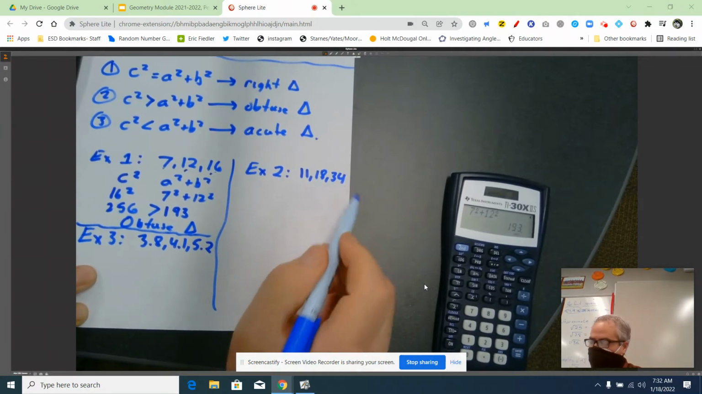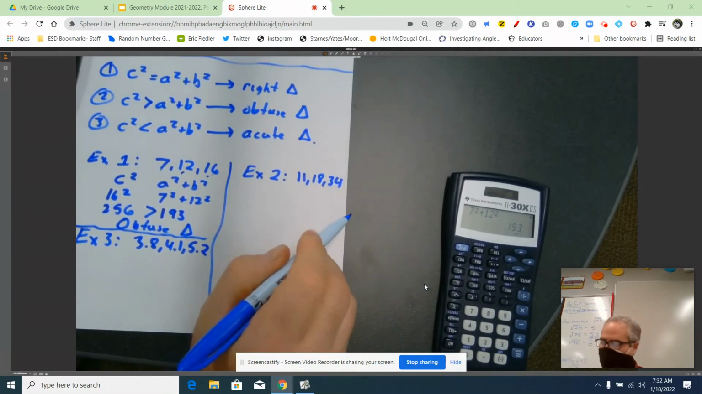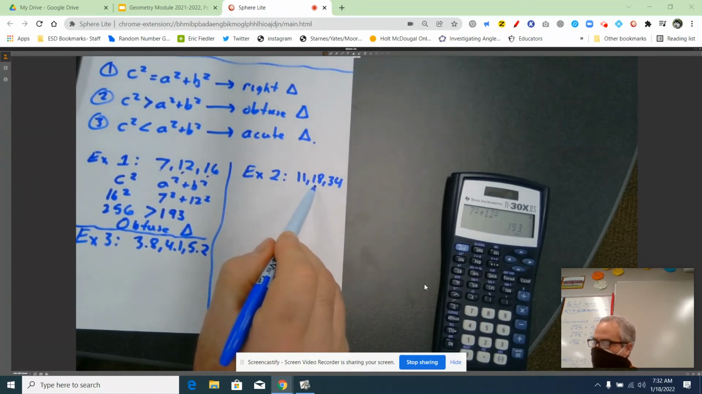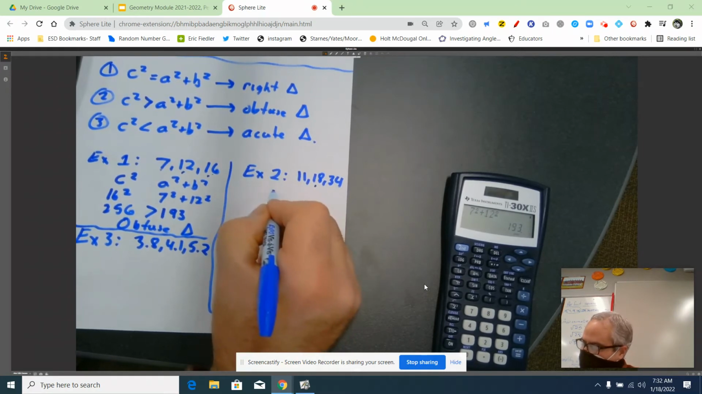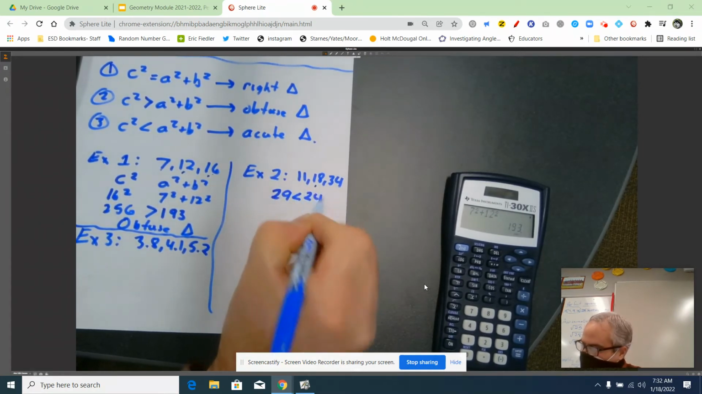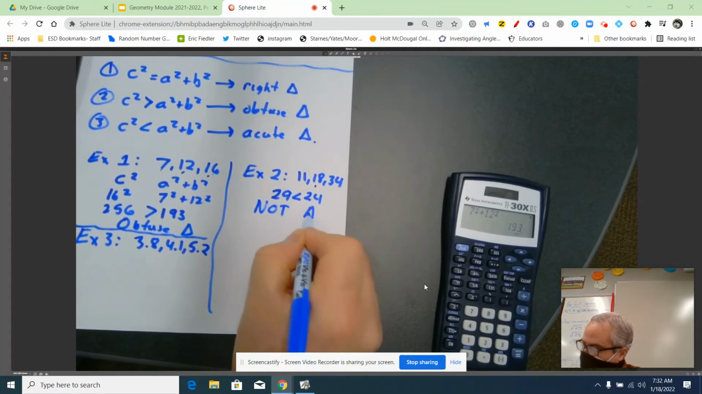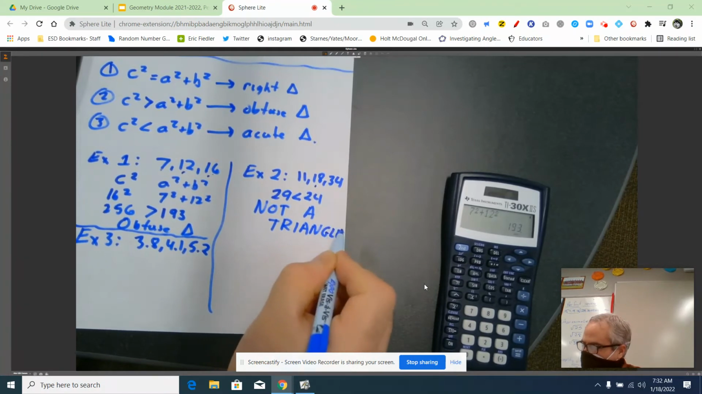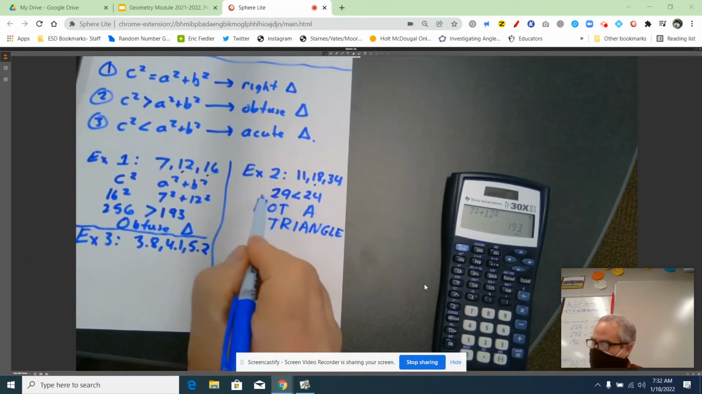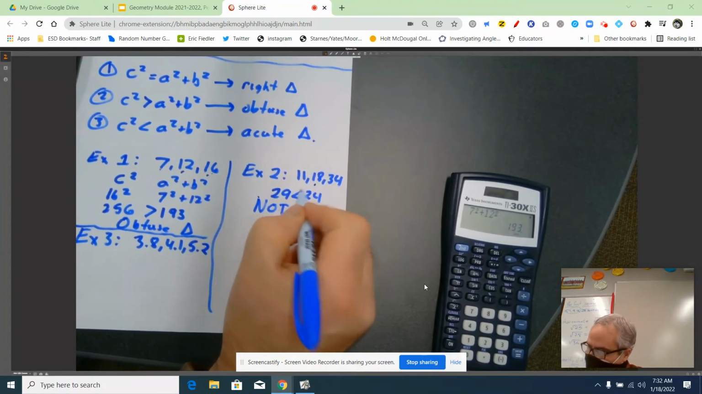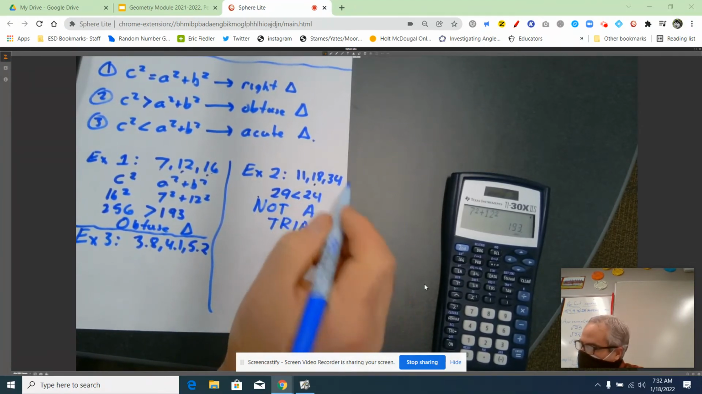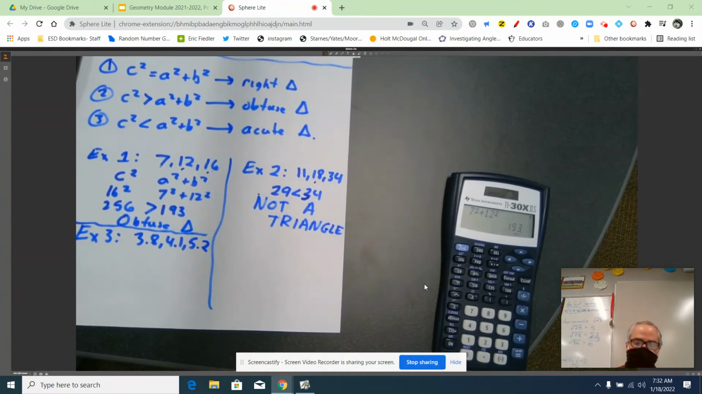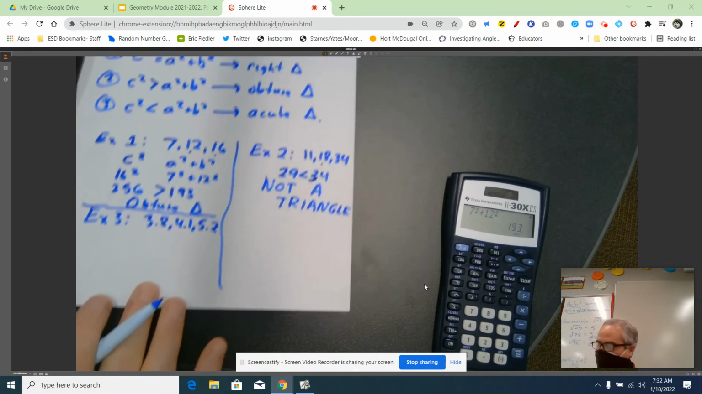Okay, so now question number 2. 11, 18, 34. This is the triangle inequality. Take the two small sides, add them together. 11 plus 18 is 29. 29 is not bigger than 34. Not a triangle. We're not going to check to see if it's right, acute, or obtuse, if it's not even a triangle, because 29 is less than 34, and I wrote 24. Sorry about that. Less than 34.